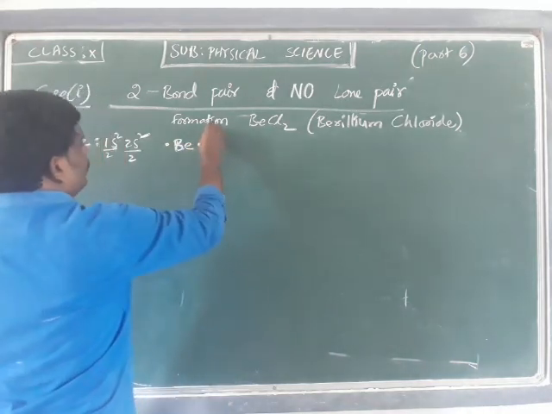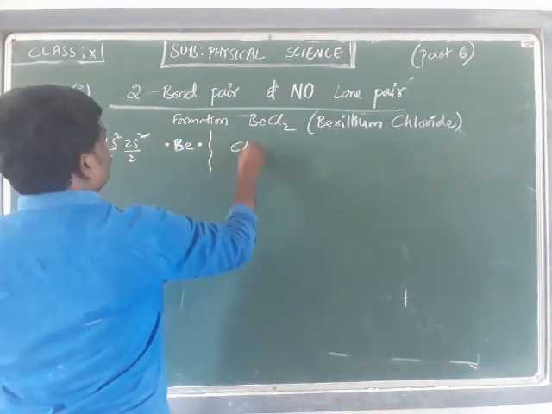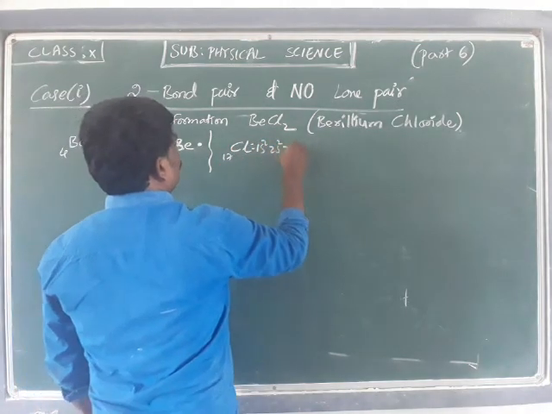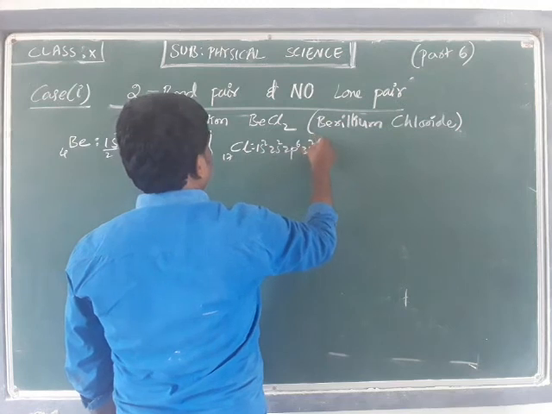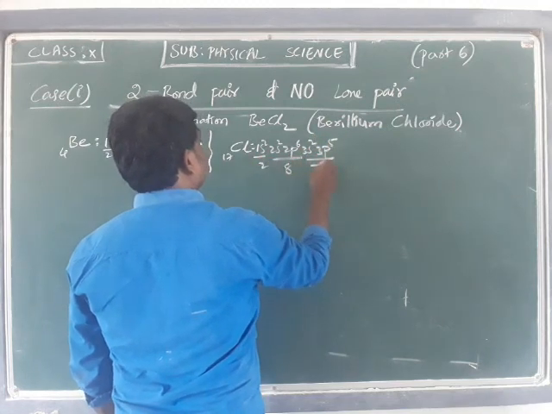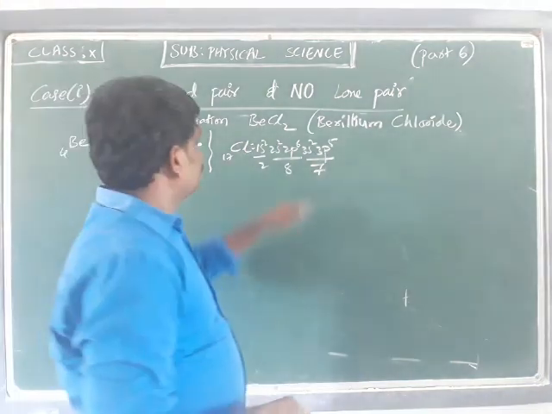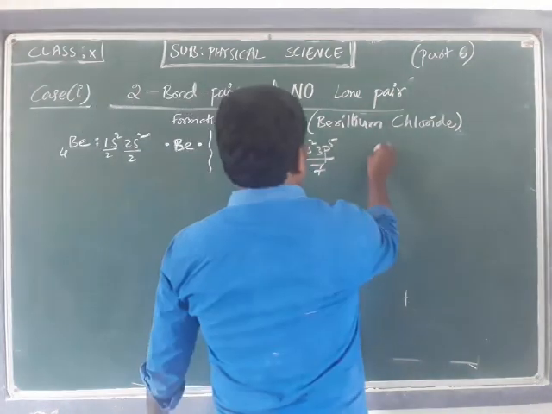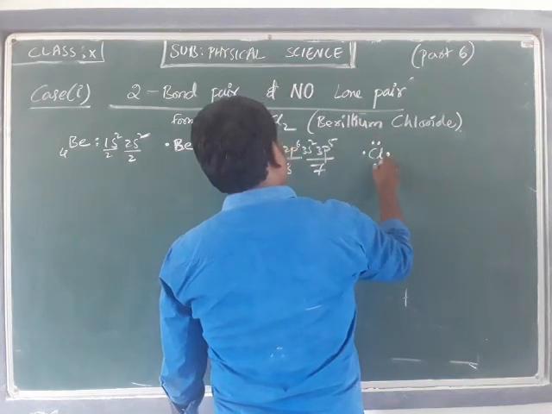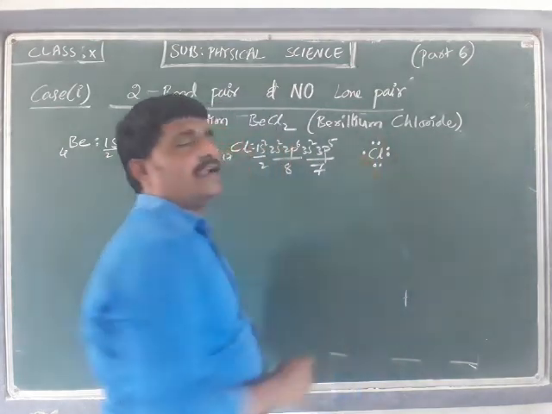Chlorine, if I go with the electron configuration of chlorine, 17, that is 1s2, 2s2, 2p6, 3s2, 3p5. First shell 2 electrons, second shell 8 electrons, and third shell 7 electrons. So this all we take as the kernel. Okay, this is a Lewis dot structure here: 4, 5, 6 and 7. That is, one single electron is there.